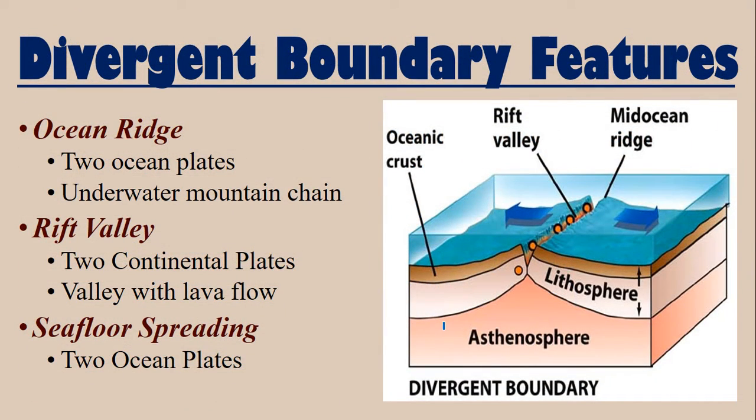Now, divergent boundary features. One is ocean ridges, where two ocean plates are needed. It's an underwater mountain chain. One of the biggest ones is the Mid-Atlantic Ridge in the middle of the Atlantic Ocean, where two plates are moving away from each other. You can have rift valleys. This is the same process, but this happens on a continent. It has a valley with a lava flow. Don't quote me on it, I think there's one in Africa or near the African plate. And then seafloor spreading, that's when two ocean plates move apart, new crust is being created. You can kind of see this right here in this video with the Rift Valley.